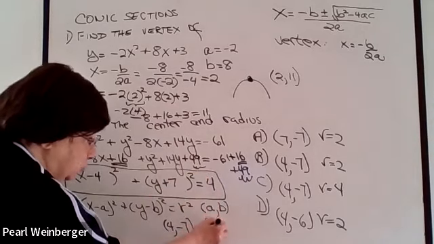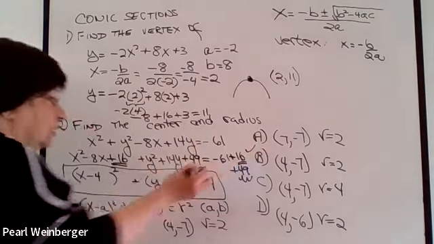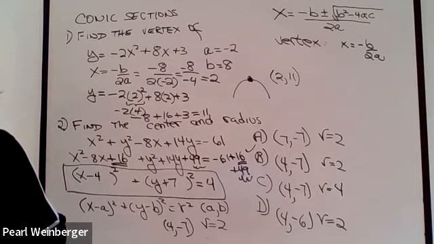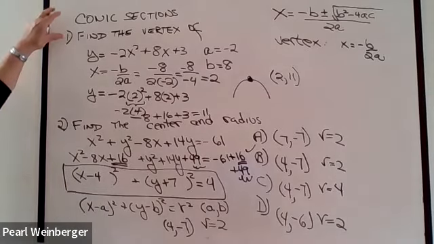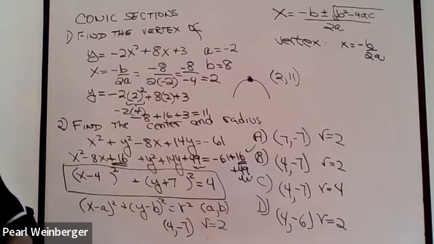So the radius is the square root of 4, which is 2, which is indeed B. Everybody who picked B, you did it right. It's perfect. Thank you. So that reviews the two types of conic sections that we've talked about so far, parabolas and circles.